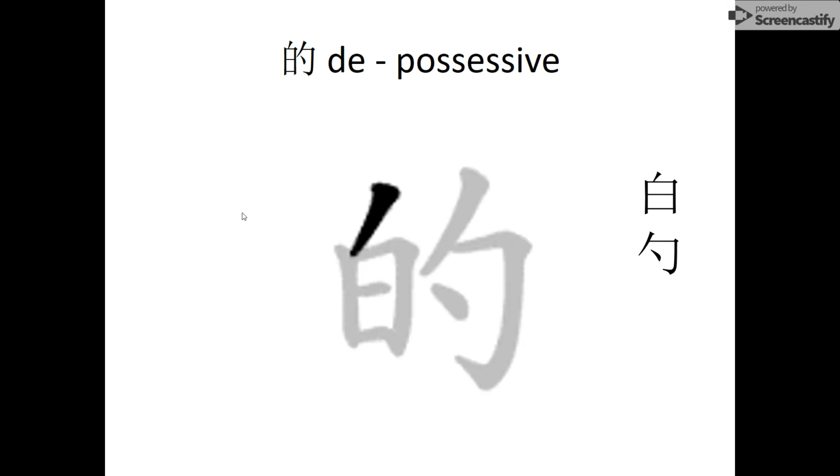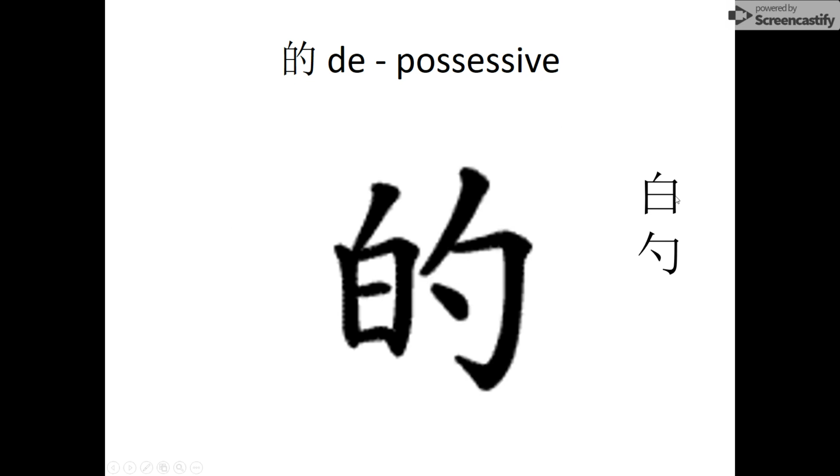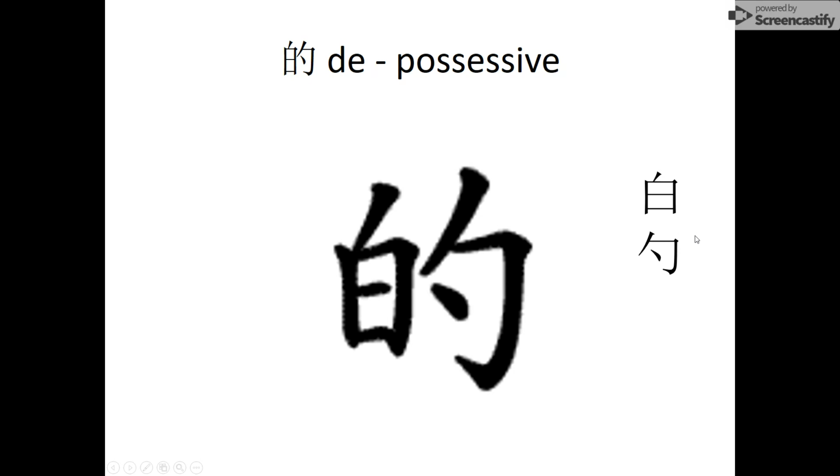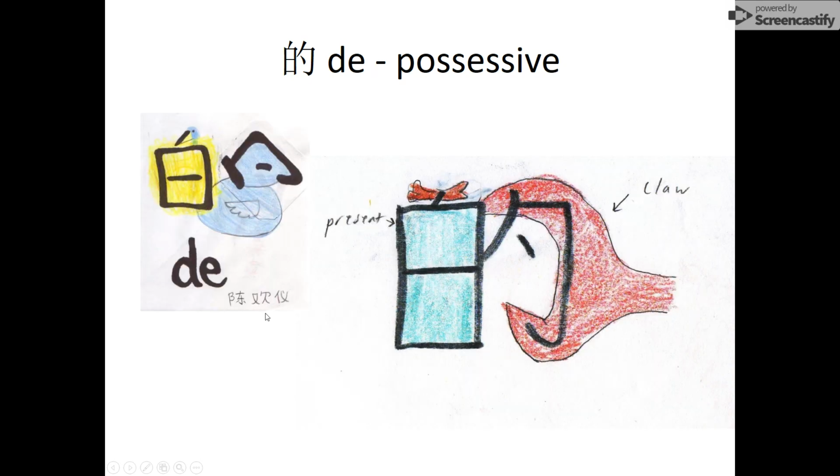The next character is de, possessive. It is a combination of the character for white, bai, the sun with a ray coming off, and the spoon character, shao. Doesn't make any sense according to the meaning. So my students have illustrated it differently.